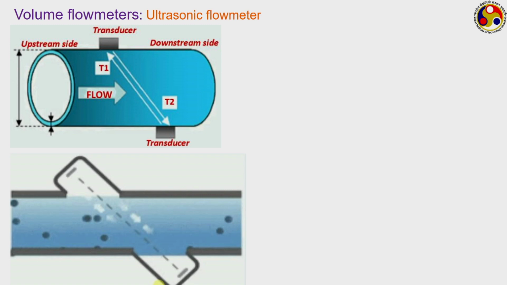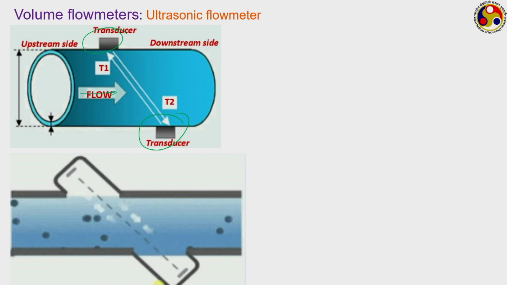On two opposite walls of the flow section, we put a couple of transducers, like this is one transducer, this is the other transducer, and both act simultaneously as receiver and detector. Now, if we send a certain kind of sound wave from one transducer towards the other, and let us say fluid is flowing, the flow direction is shown here. So, this is the flow direction.